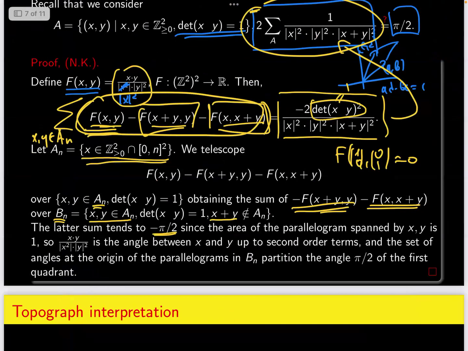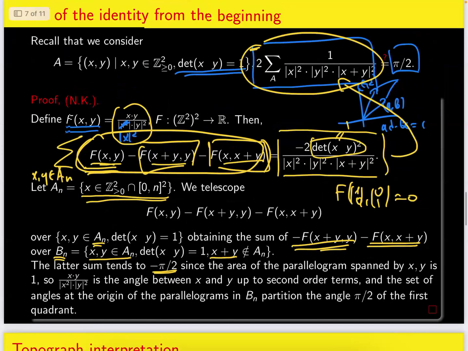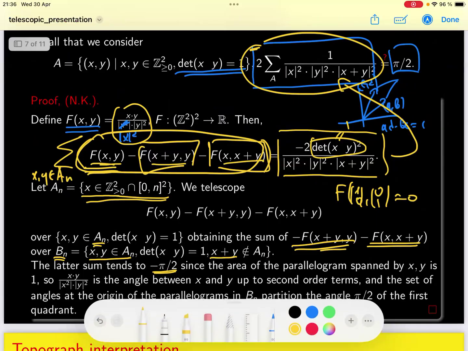Okay, that's what I wrote here. So the sum of these things tends to minus pi over 2. Since the area of the parallelogram spanned by x and y is 1, this term, the scalar product divided by squares, is just the angle between x and y up to second order terms. And this set of angles partition the angle pi over 2. And so that's why here on the right, you have exactly pi over 2.